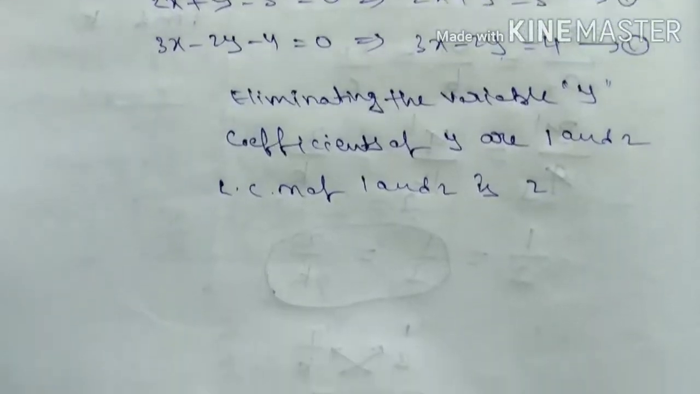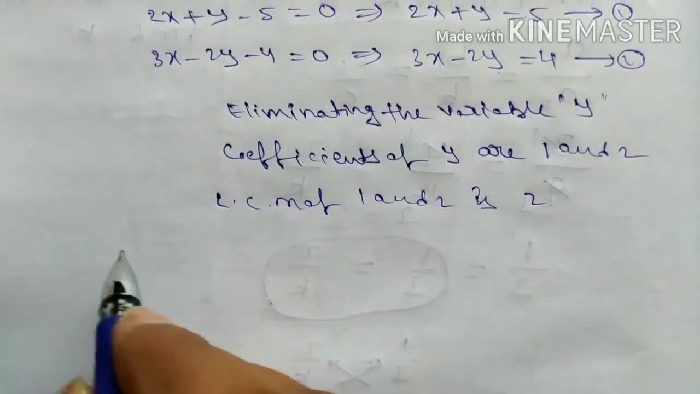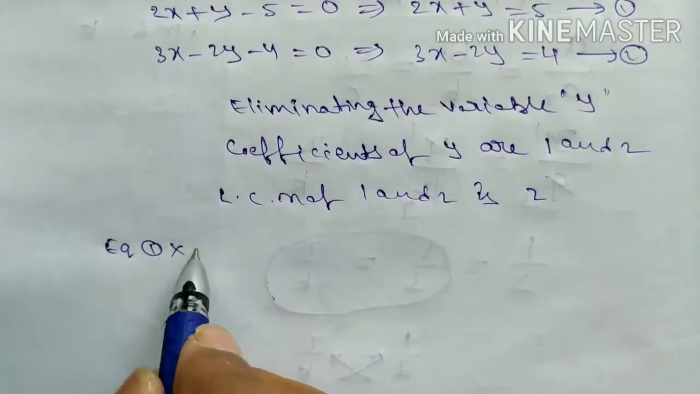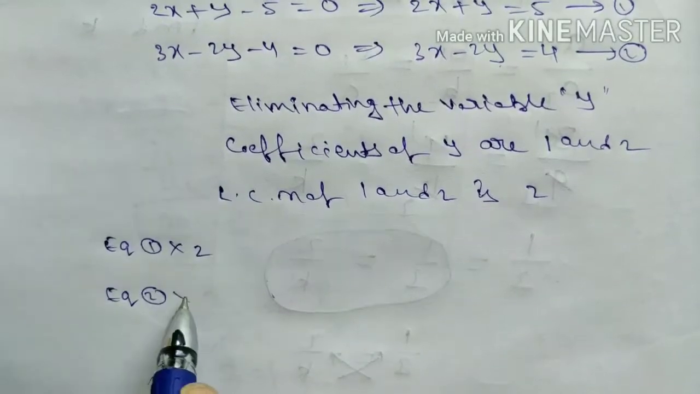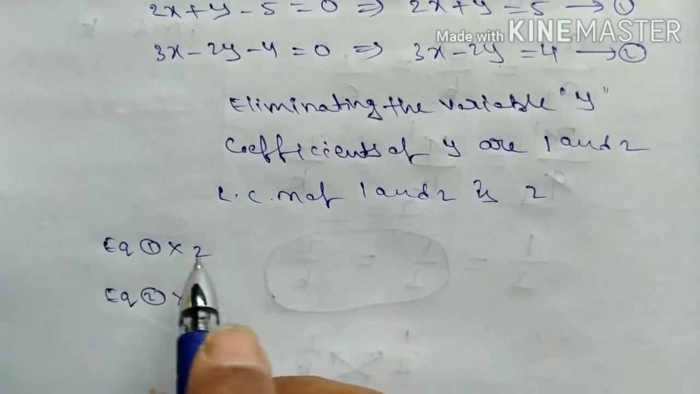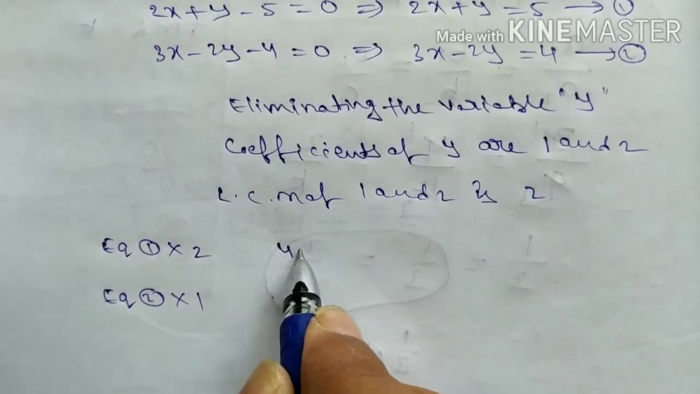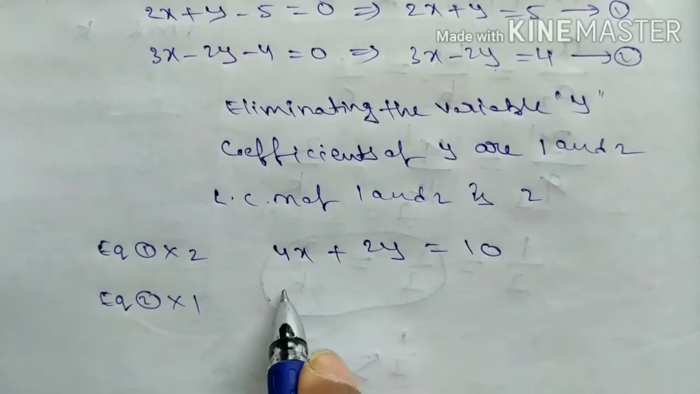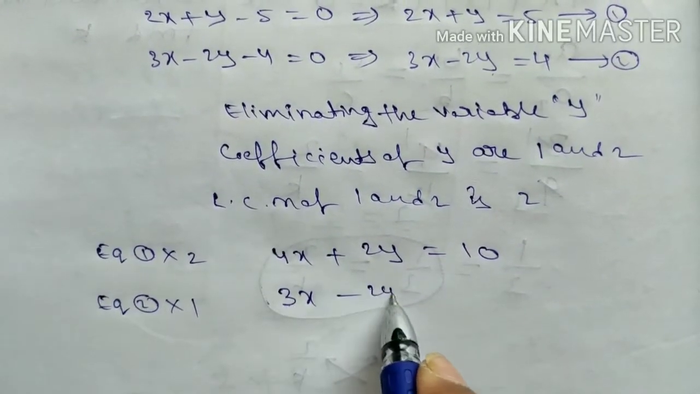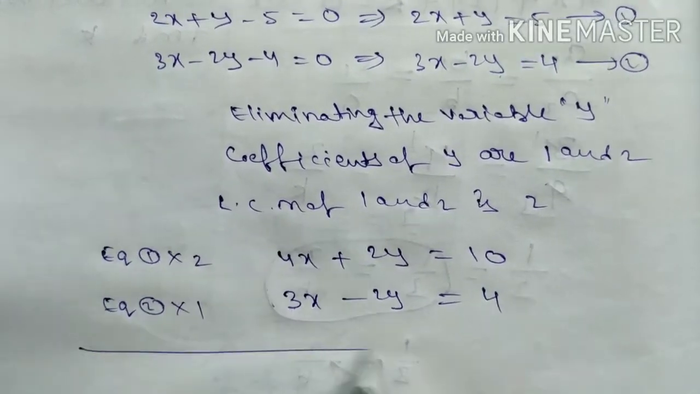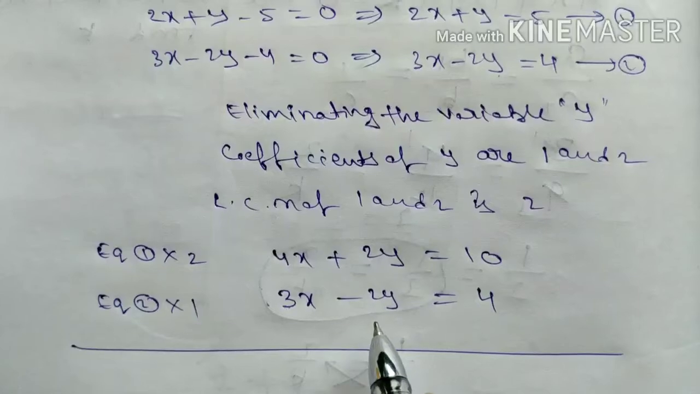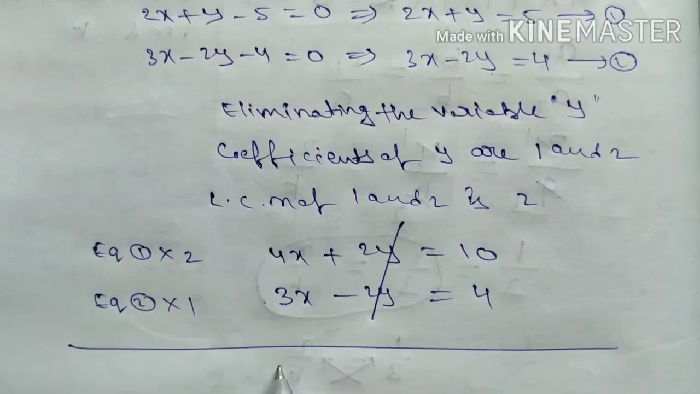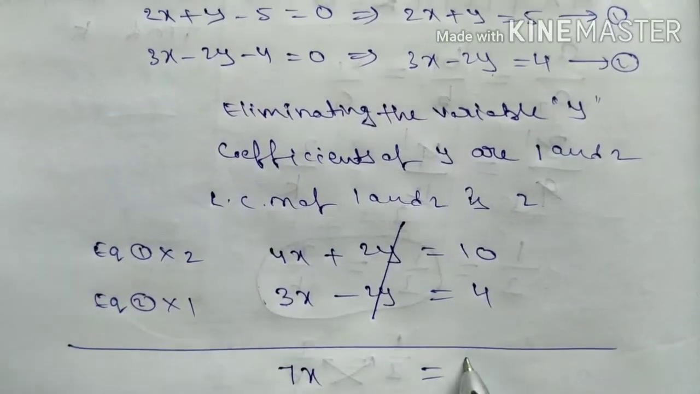So first equation 1 should be multiplied with 2 because y coefficient is 1, and equation number 2 should be multiplied with 1. Now equation 1 fully: 2 into 2x is 4x, 2 into y is 2y, 2 fives are 10, and the second equation multiplied by 1. So we'll get the same. Now here plus 2y and minus 2y will be cancelled. So that's why you will add. So 2y cancel, 4x plus 3x is 7x. Here 10 plus 4 is 14.